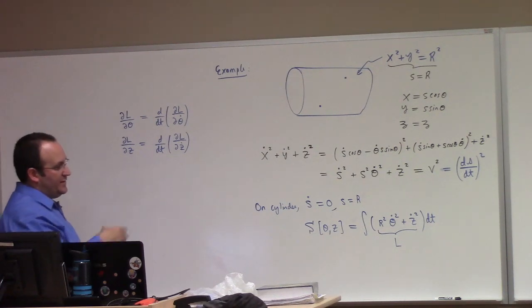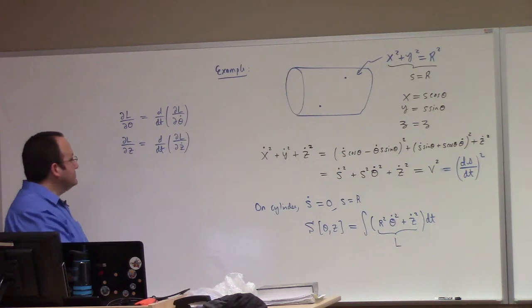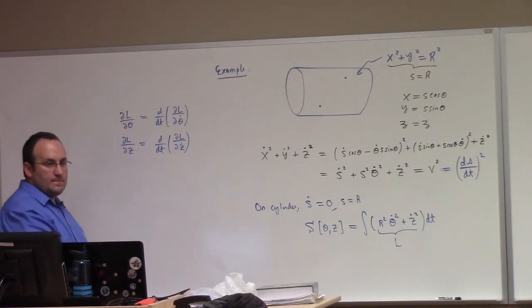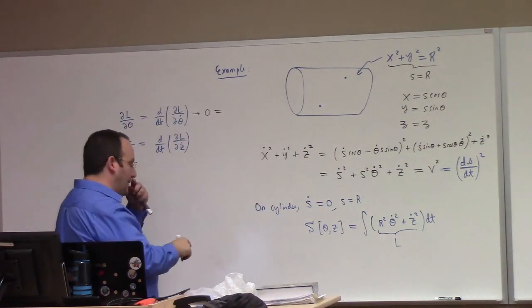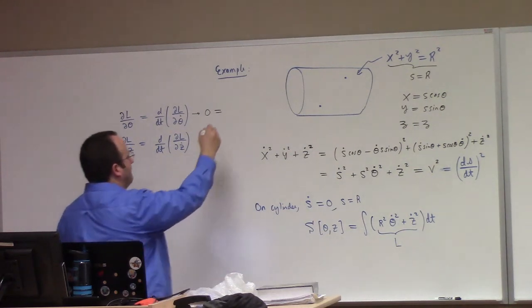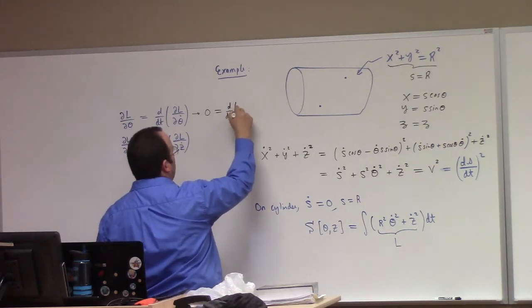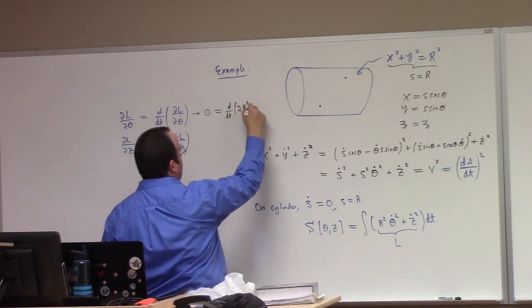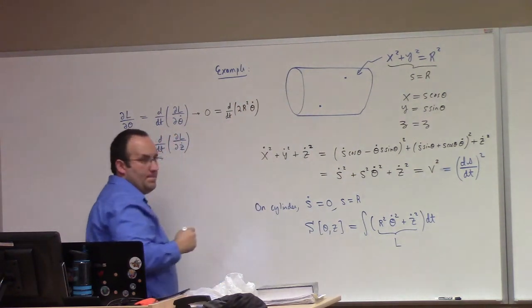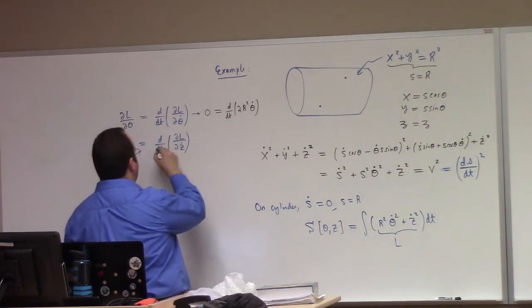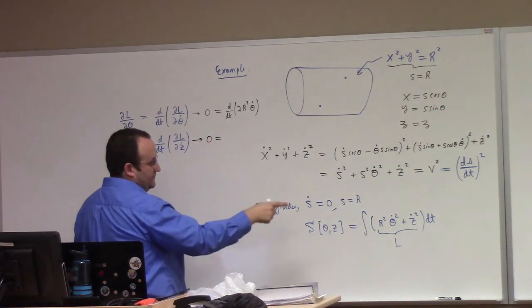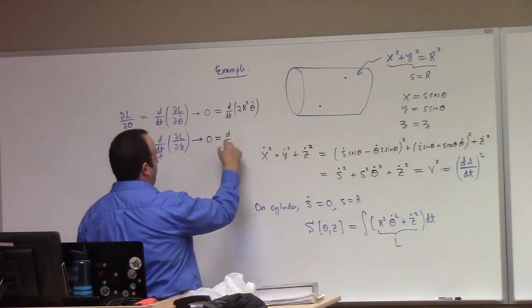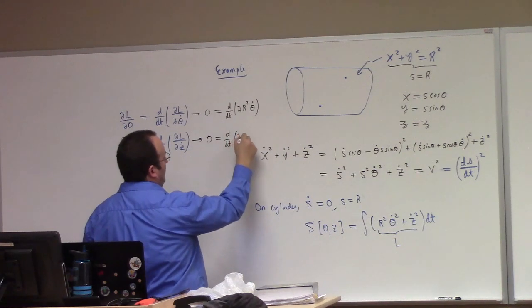So what is partial L partial theta? Zero, very good. Partial L partial theta dot? What did you say? 2 r squared theta dot. All right. Very good. And this one? Z dependence? Nope. Z dot dependence? Yep. So d dt looks like 2 z dot, yeah?